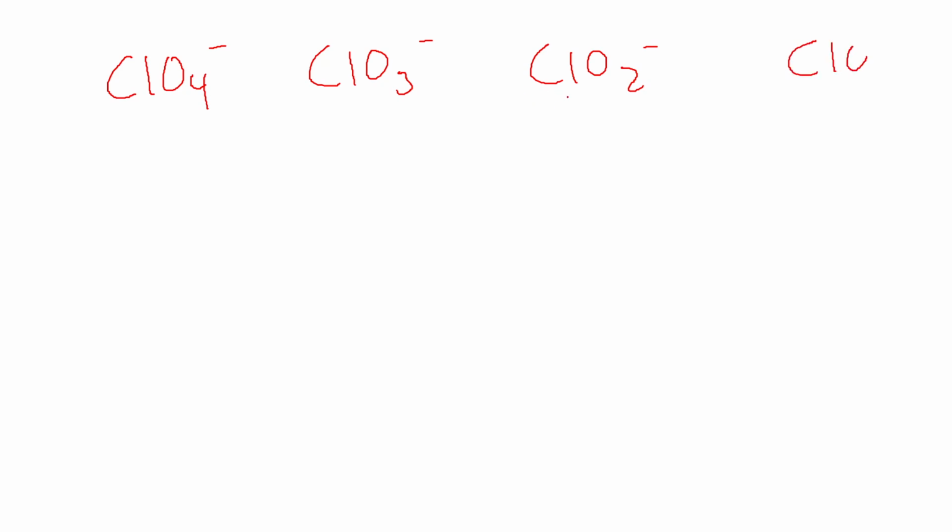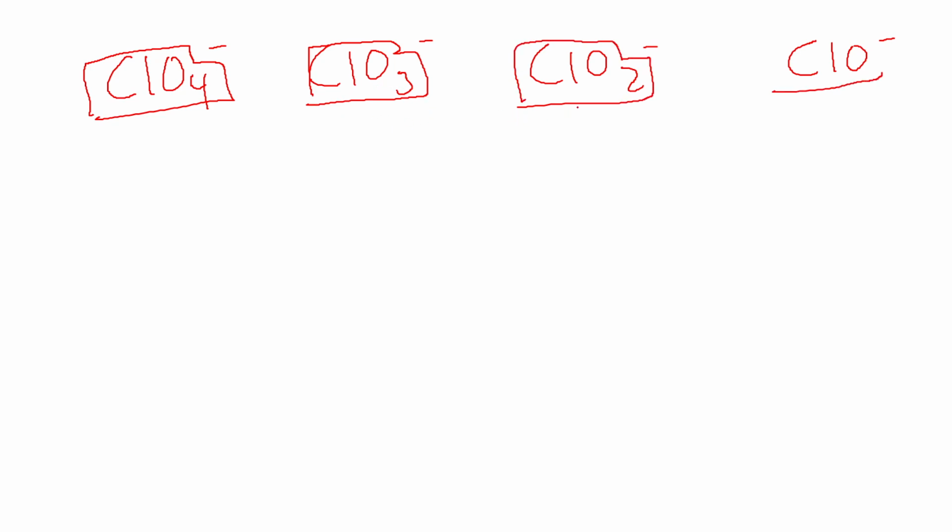Now, there are actually polyatomic ions that are groups of 4 that are related. Most common one most people see, ClO4 minus, ClO3 minus, ClO2 minus, and you probably guessed ClO minus. Every single one of these has a -1 charge. The only difference between all these, they all have a chlorine. The only difference is the number of oxygens. We have 4 oxygens, 3 oxygens, 2 oxygens, and 1 oxygen.